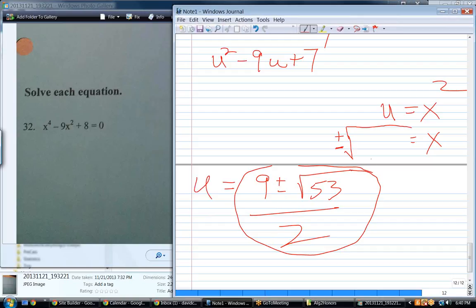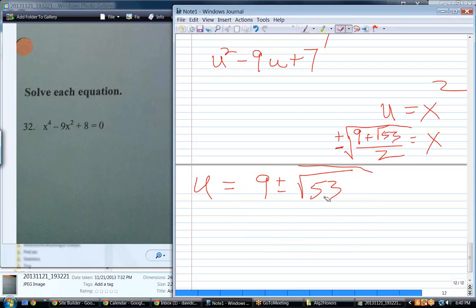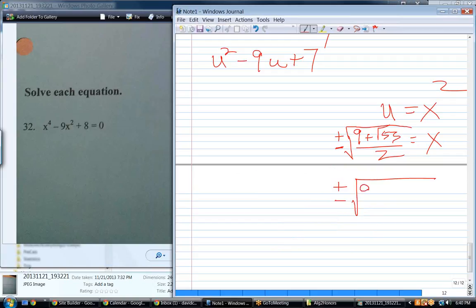Okay? So if we do the first one, we've got 9 plus root 53. Notice the root inside of a root. How often do you see that? So there's one solution, or actually there's two solutions. And the other two, because we need 4 since it's a quartic, are 9 minus root 53 over 2. So that's what x is equal to, those 4 solutions.